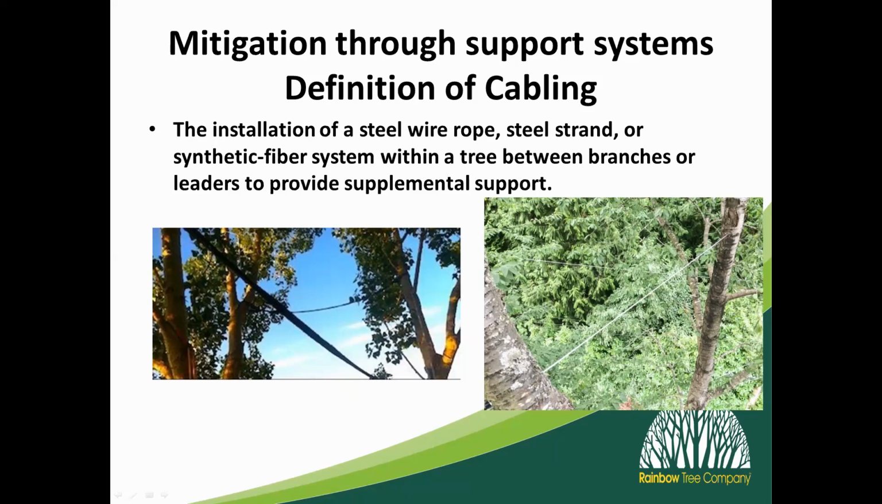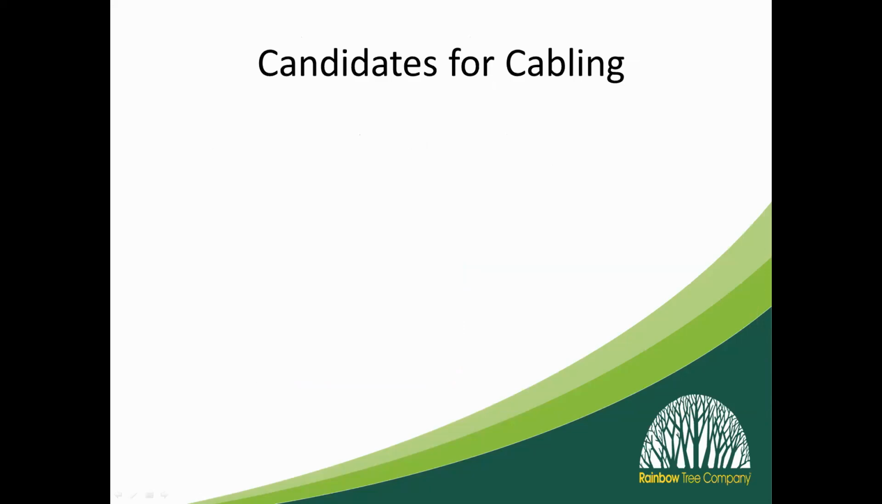But the first thing we would do for a support system to mitigate our risk would be installing a cabling system. The definition of cabling is the installation of a steel wire rope, steel strand, or synthetic fiber system within a tree between branches or leaders to provide supplemental support. And then candidates for cabling. The number one reason why an arborist would put a support plan together is because the tree has a weak union.